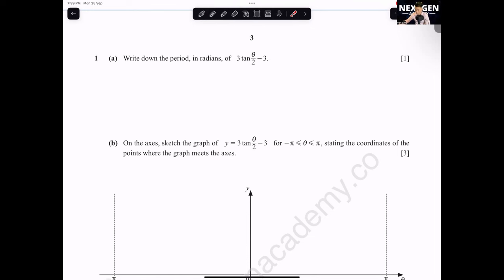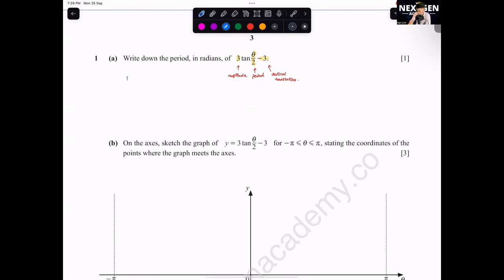Okay, how to find the period? So we first need to know what all these values are. This one will affect the amplitude, this one the period, and this one the vertical translation. So, how to find the period?